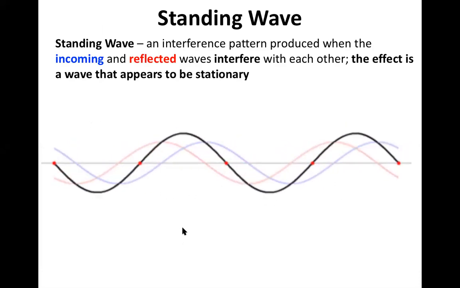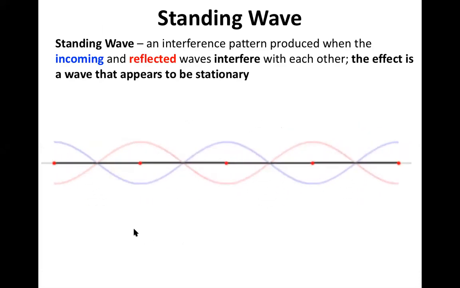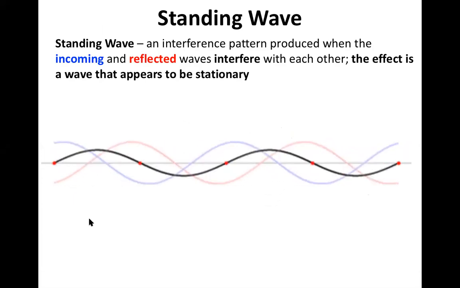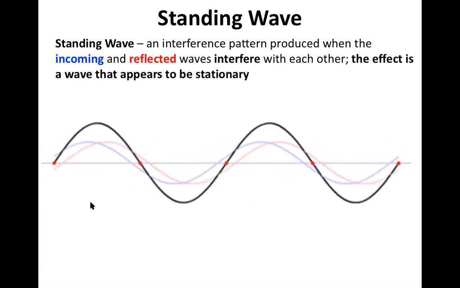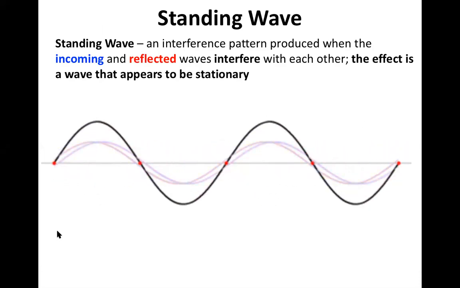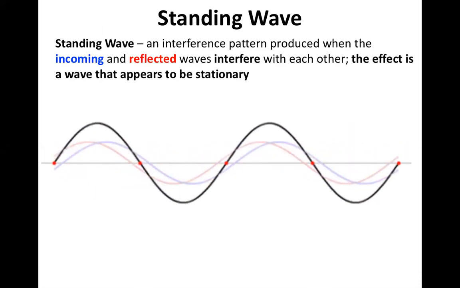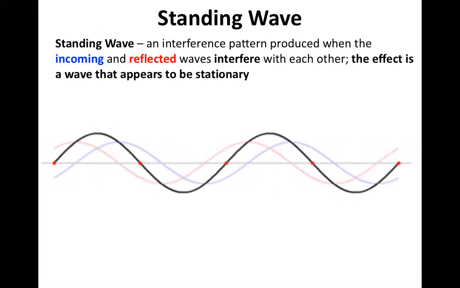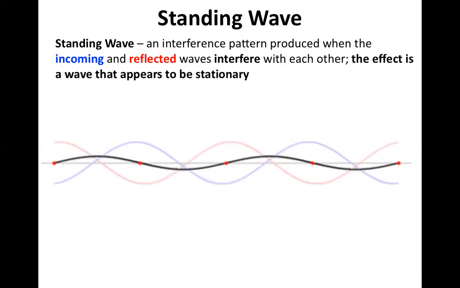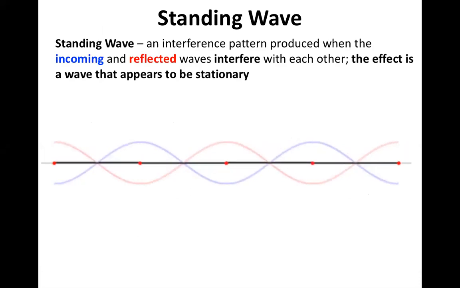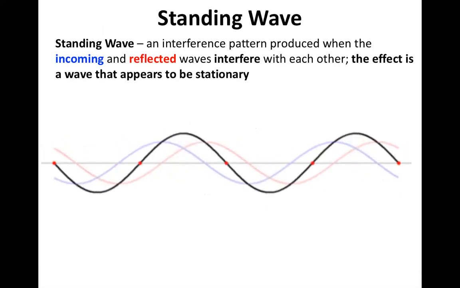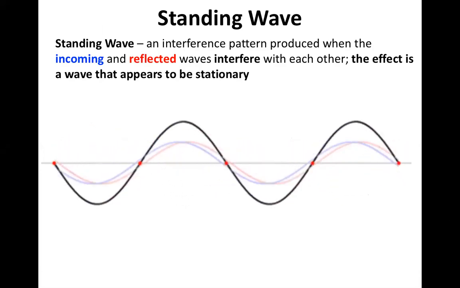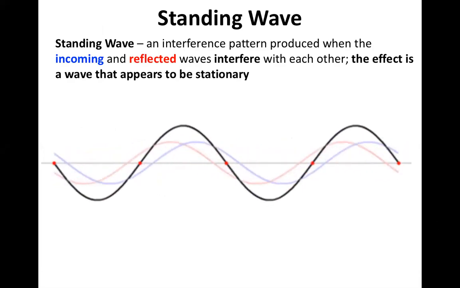Okay, so let's take a look at this interesting thing called a standing wave. Draw your attention in this GIF to the blue wave. Just stare at the blue wave for a couple of seconds. Ask yourself, what is the direction of the blue wave? The blue wave is from the left to the right. And when the blue wave gets to the end, it's reflected, and it becomes the red wave.